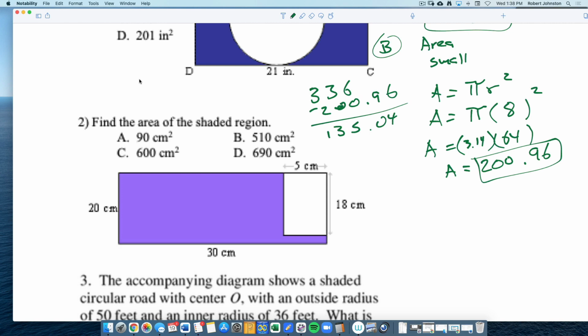So if they just want the shaded part, then you find the area of the big rectangle, which is just base times height, and then you take away the area of the little rectangle. So what would I put up here? 30 centimeters? Well, you have to work out what 20 times 30 is. And then once you get that, figure out what the area of this one is by doing 5 times 18, and then subtract those two numbers from each other. But we're going to go over it on the board in a second. I know it's like a crazy thing to jump into the middle of.